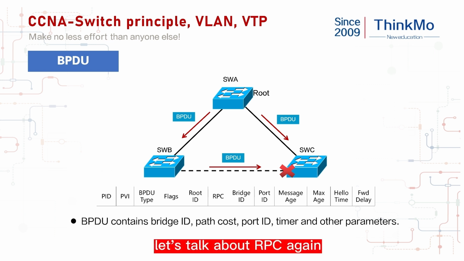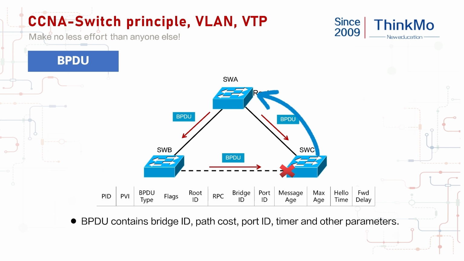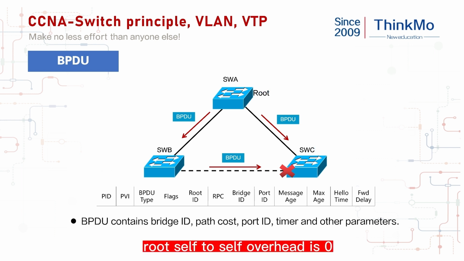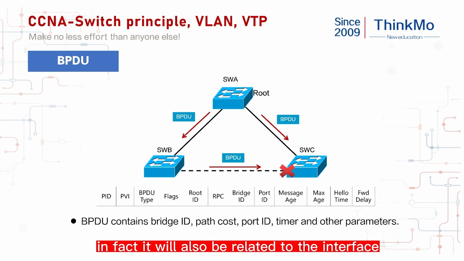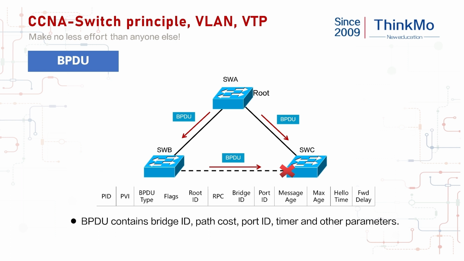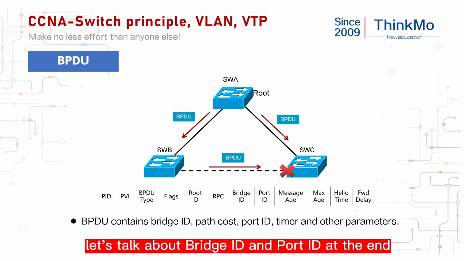Let's talk about RPC again. RPC is short for root path cost. It refers to the distance from the device to the root. For the root, the cost from itself to itself is 0. How to calculate the cost from other devices to the root is in fact also related to the interface. In the next lesson we will talk about that. First understand this. Let's talk about bridge ID and port ID at the end.